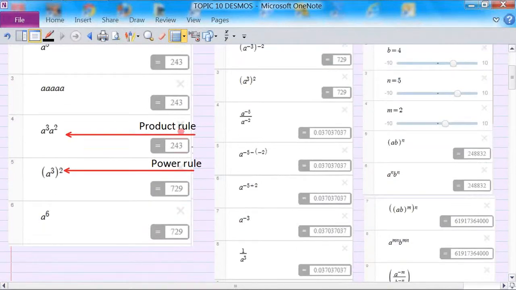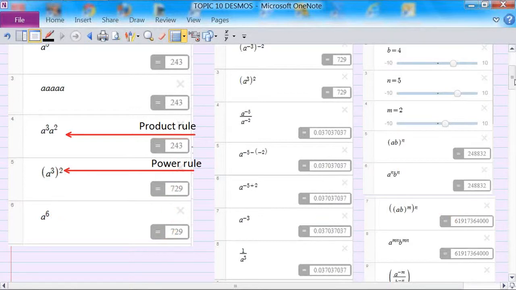Now, to differentiate the product rule and the power rule, the power rule is when we've got a cubed and we square it, we multiply these two exponents together. We don't add the powers. So 3 times 2 is 6, a to the 6th, and 3 to the 6th is 729, and you can see here I've done the same thing. So these two are the same.